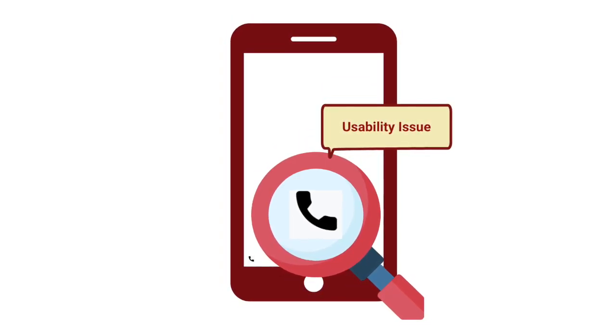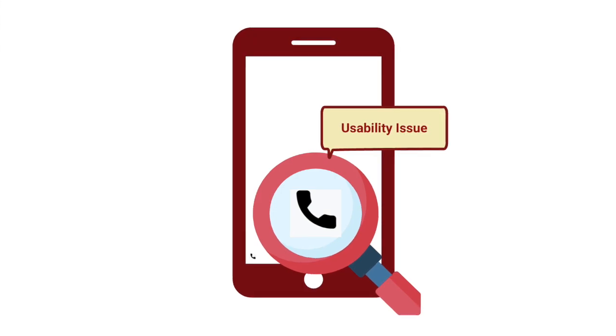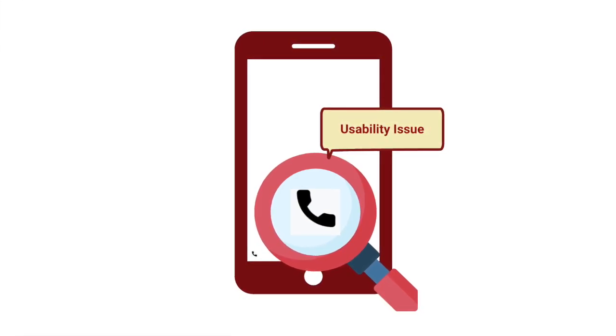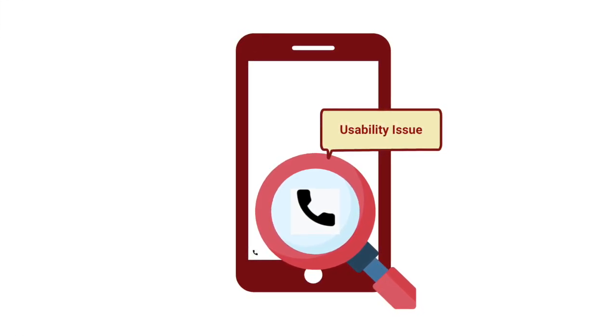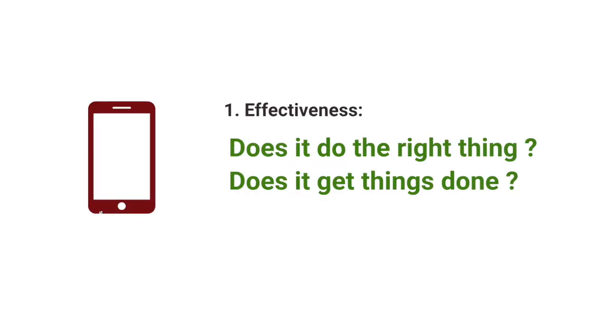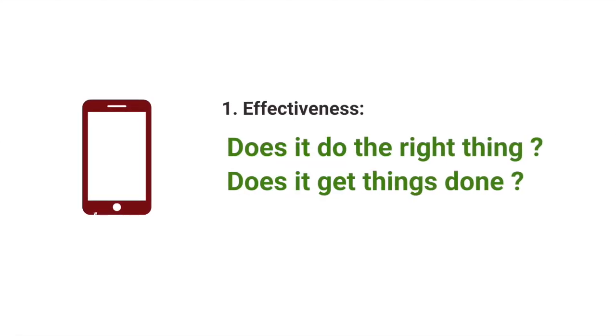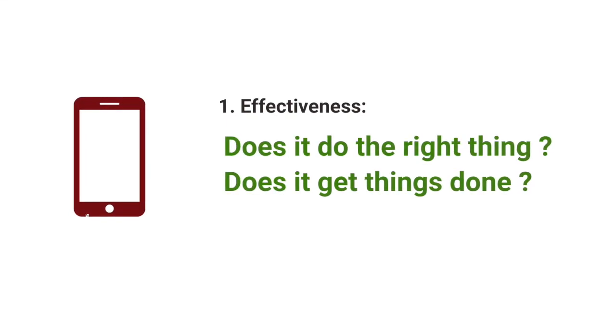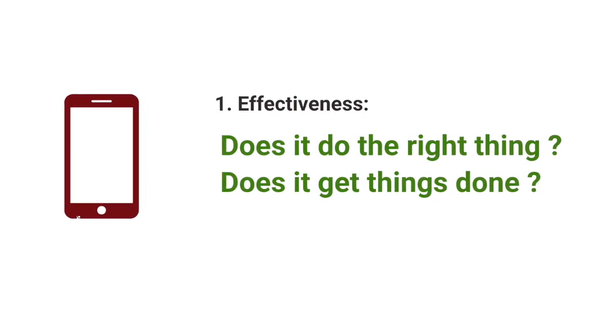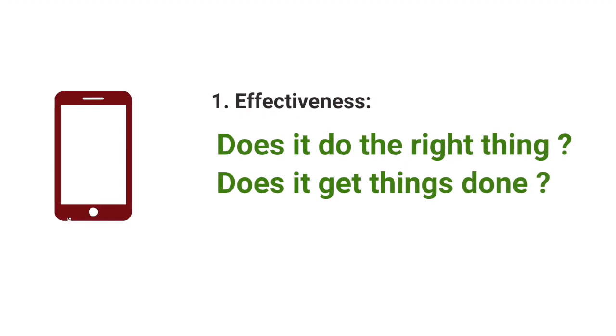There are three main factors of usability we need to keep in mind always while we are designing any product. First, we'll talk about effectiveness. Does it do the right thing? Does it get things done? Etc.